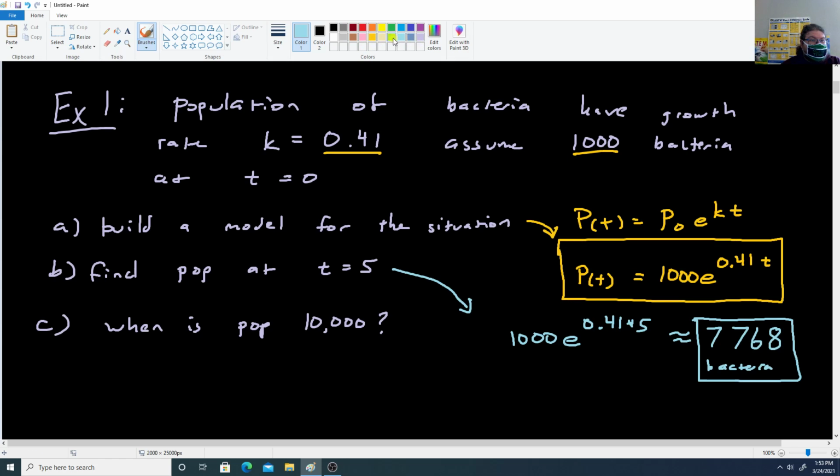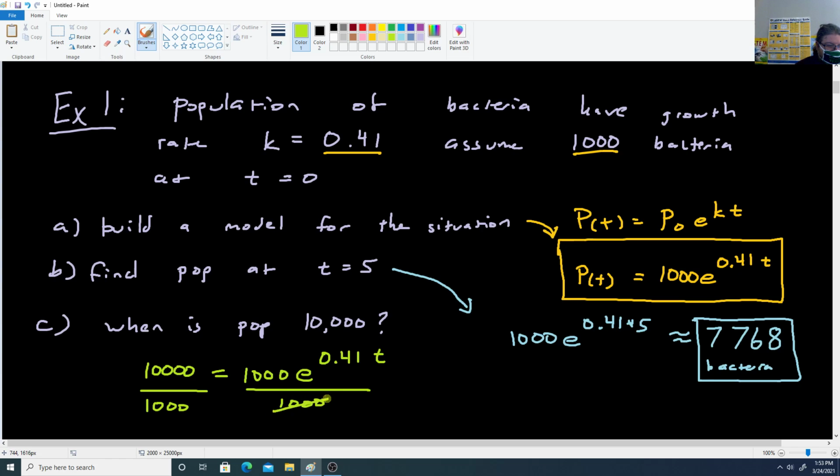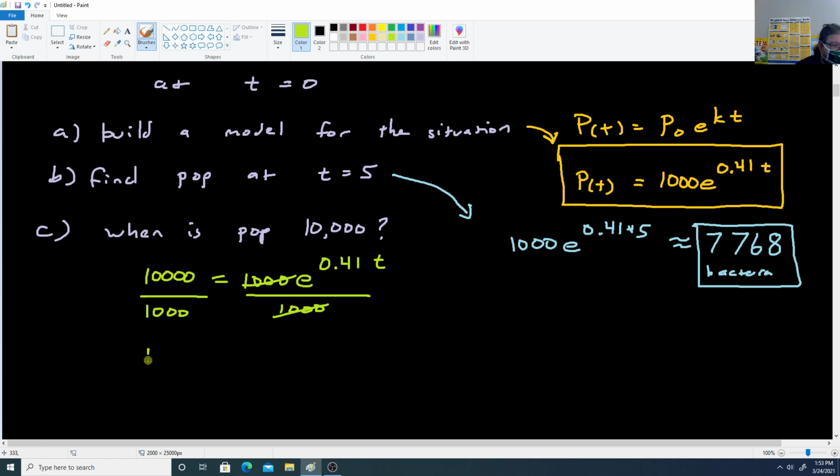And then for part C, we want to know when the population is 10,000. So I take my starting equation and set it equal to 10,000, and I start trying to solve for t. Step 1, I divide both sides by 1,000. It cancels over here. 10,000 divided by 1,000 is 10. So I get 10 equals e to the 0.41t.